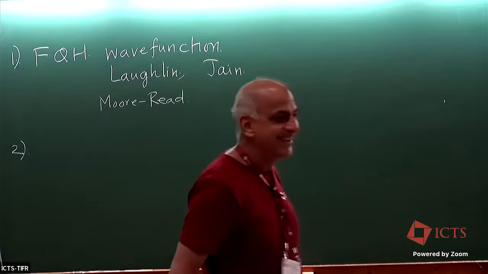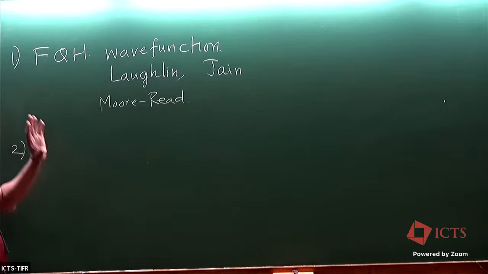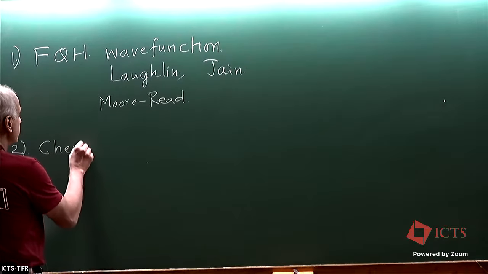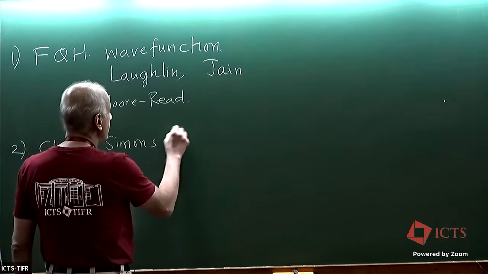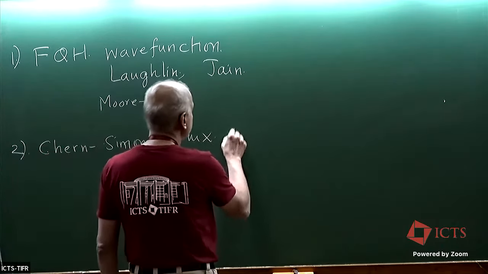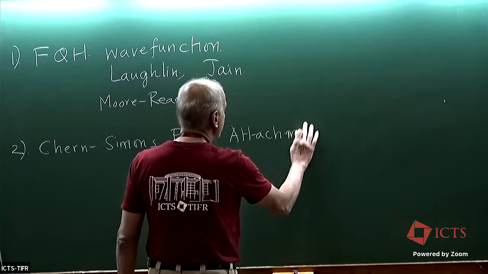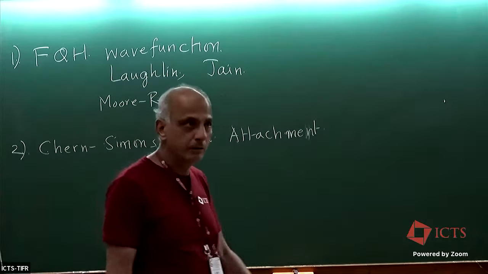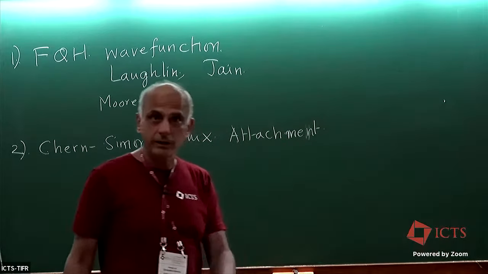So, okay. Then we're going to turn to a different way of thinking about it from a field theoretical point of view. And this is called Chern-Simons theory. So this goes by the name of Chern-Simons flux attachment, and it's a very important idea. It started in the quantum Hall effect, but now actually it's applied more broadly in other subfields of condensed matter physics. And so it's an idea well worth learning.